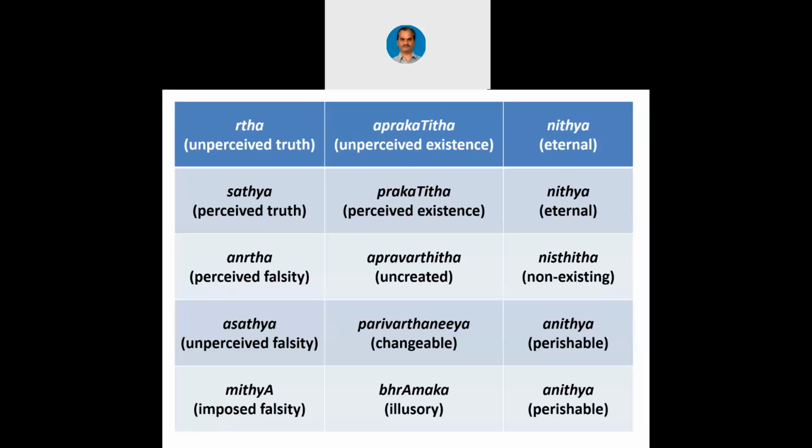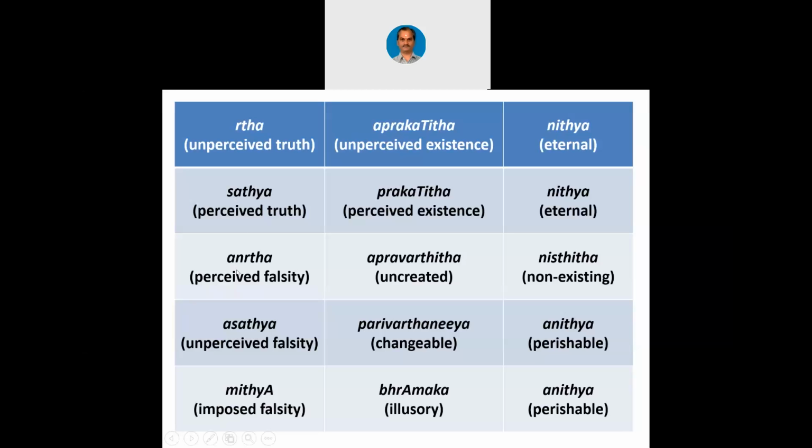Now, whatever is opposite of Rita is Anrita. And whatever is opposite of Satya is Asatya. Means, whatever is opposite of Rita, whatever is the unperceived truth, and the perceived falsity is Anrita. Because in Sanskrit, you know that when we add the prefix A, it becomes an opposite word. Rita, Anrita, Satya, Asatya. For the vowels, this An comes into picture. For the consonants, A comes into picture.